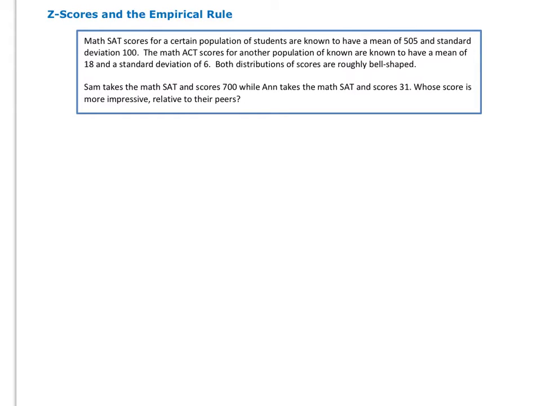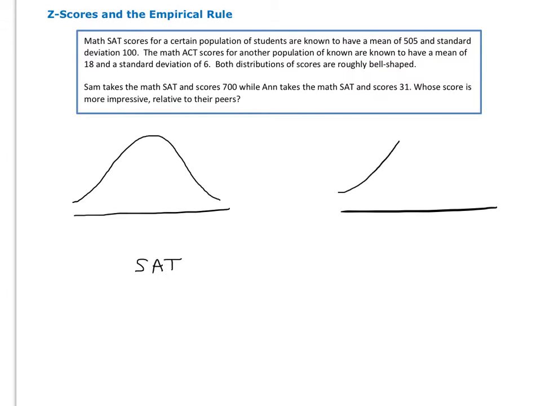We'll look at computing z-scores and review the empirical rule. Math SAT scores and Math ACT scores are both known to be roughly bell-shaped. So if we were to make a sketch of what we believe the grades to look like on these exams, we would expect the graph to look something like this for the SAT scores, and similarly we would expect the graph for the ACT scores to also be bell-shaped.